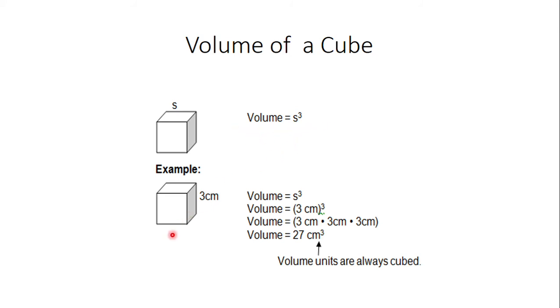So let us consider an example, a problem where the side is 3 centimeter. Just substituting the value 3 in S. So 3 centimeter to the power 3 becomes 3 centimeter into 3 centimeter into 3 centimeter. So into can also be represented with a dot. So 3 into 3 into 3 will give you 27, and centimeter into centimeter into centimeter will give you centimeter to the power 3, which can also be read as centimeter cube or cubic centimeter.